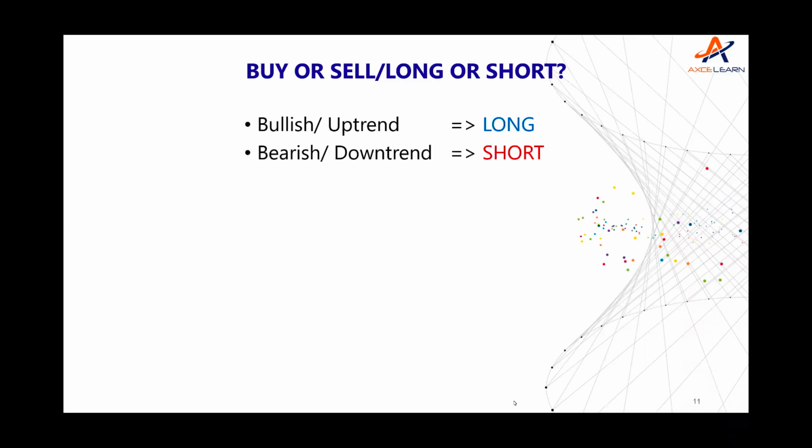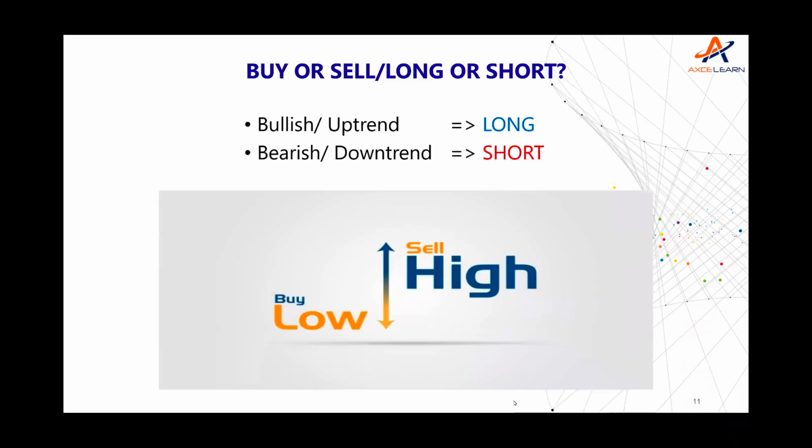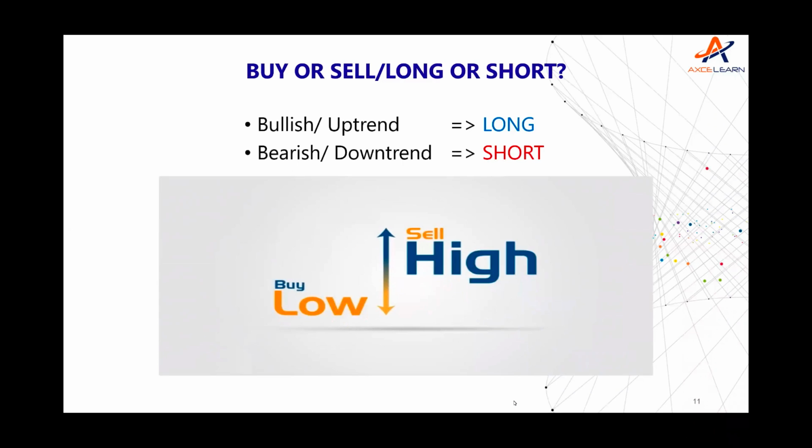If you're expecting the market to be in a downtrend, you start by selling first. Eventually, when the market starts to drop, you buy back at a lower level. And another thing that every one of us should know is buy low and sell high.